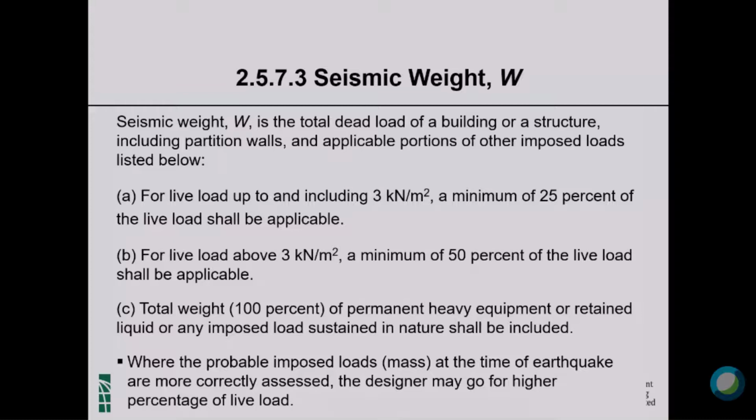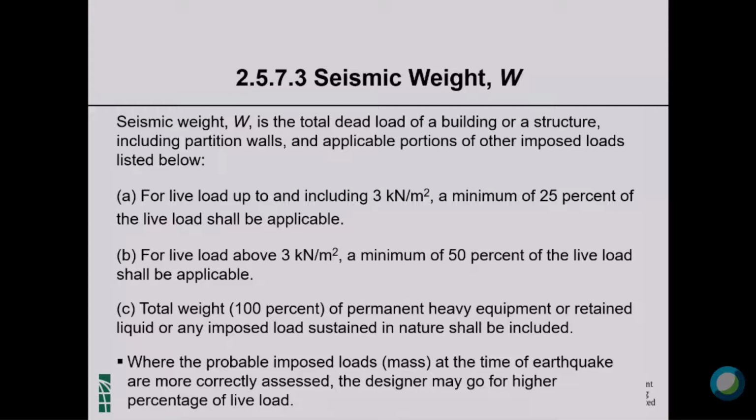Okay, so seismic weight is the total dead load of a building or a structure, including partition walls and applicable portions of other imposed loads listed below. Live load up to 3 kilonewton per square meter, a minimum of 25%. For live load exceeding that, minimum of 50% of the live load. This is, by the way, much higher than in the US. We include 25% for storage facilities, nothing for other than storage facilities.